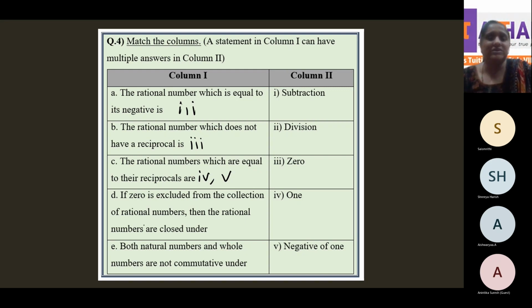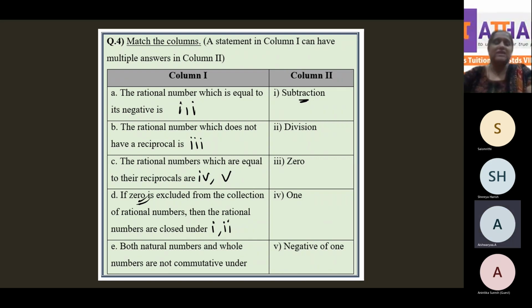So here it is for both subtraction and division. If 0 is excluded from the collection of rational numbers, then the rational numbers are closed under both. 0 does not affect subtraction; 0 affects division. Is it clear, all of you? Yes, ma'am. Okay. Both natural numbers and whole numbers are not commutative under subtraction and division. Ma'am, both subtraction and division for an integer.